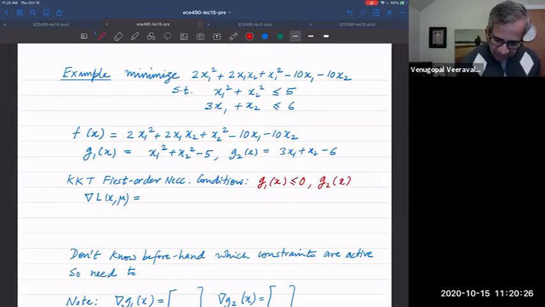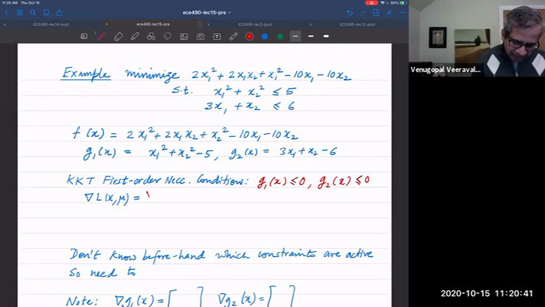Okay, so it has to satisfy the constraints, g1 of x less than or equal to 0 and g2 of x less than or equal to 0. It also has to satisfy the Lagrangian gradient equal to 0. And the Lagrangian gradient is, there are two constraints. I forgot to put the gradient again on the g. I don't know why I keep doing that.